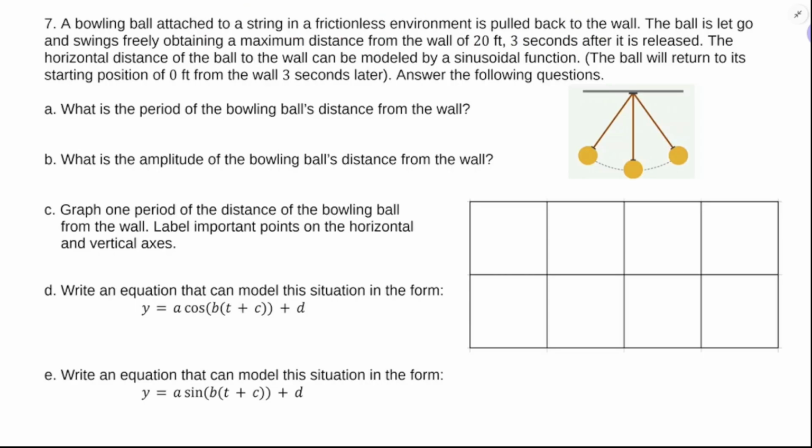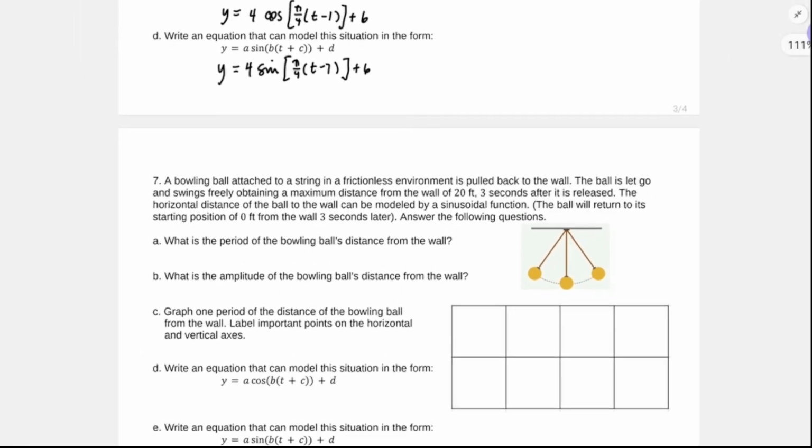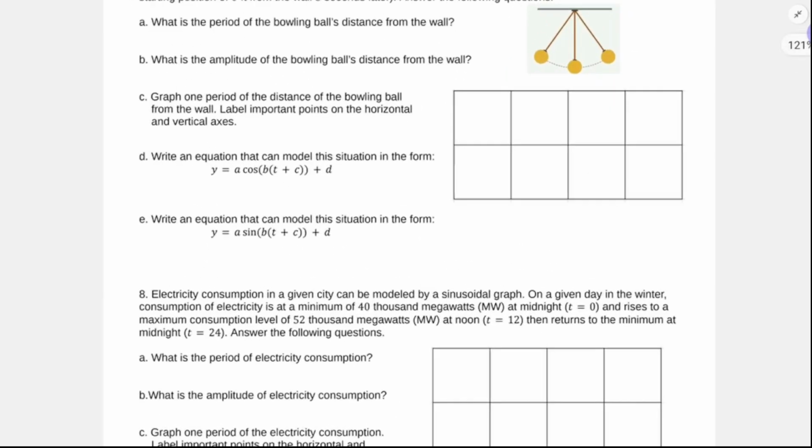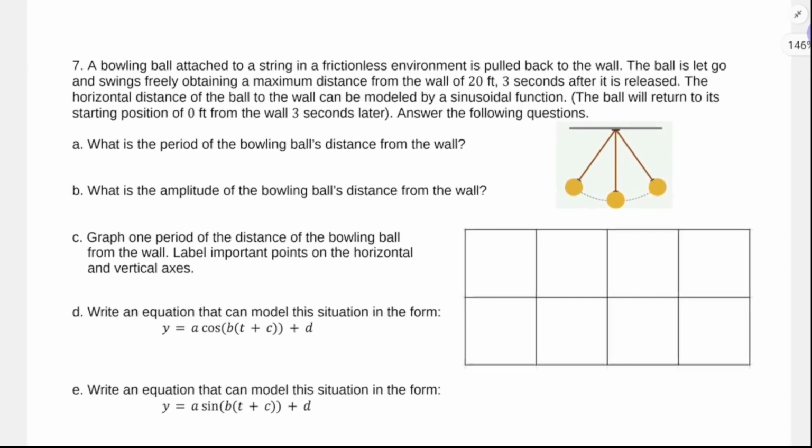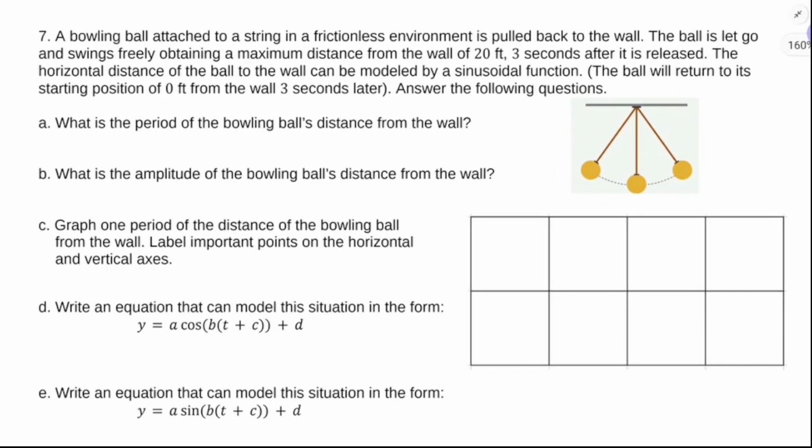All right, now we've got a bowling ball attached to a string in a frictionless environment. Let's see, I was trying to see how many more of these we've got. Looks like just these last 2. Yeah, these definitely are sine and cosine. They're going back and forth in a frictionless environment. A pendulum, I think, theoretically would just keep going forever in a frictionless environment.